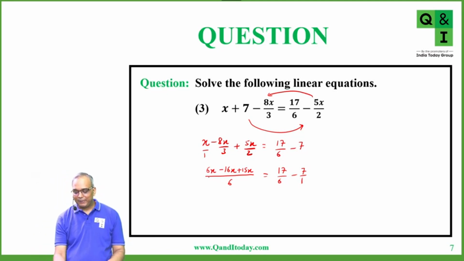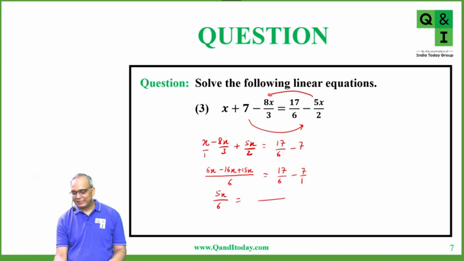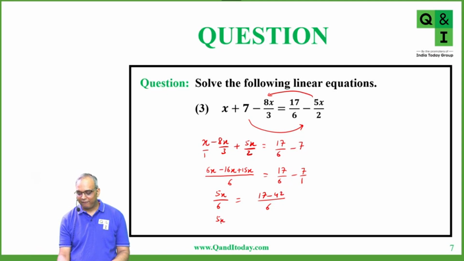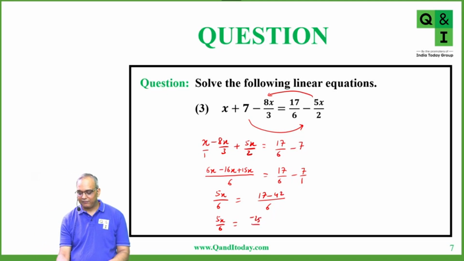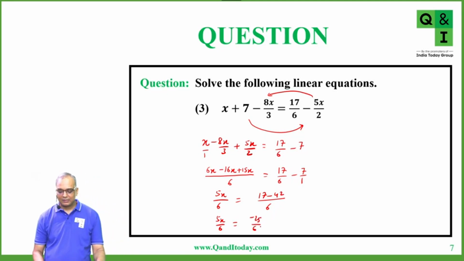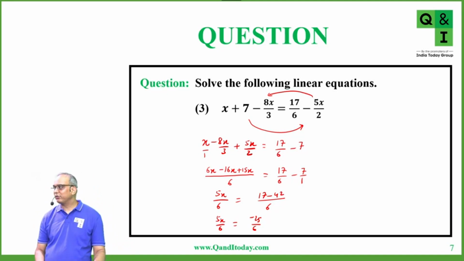Now 15 plus 6 is 21. 21 minus 16 is 5x over 6. And here if we take LCM of 6 and 1, we'll get 6. 17 minus 6 times 7 is 42. So we have 5x over 6 is equal to 17 minus 42 is minus 25 over 6. Is it clear? Till this point, is it clear to everyone?